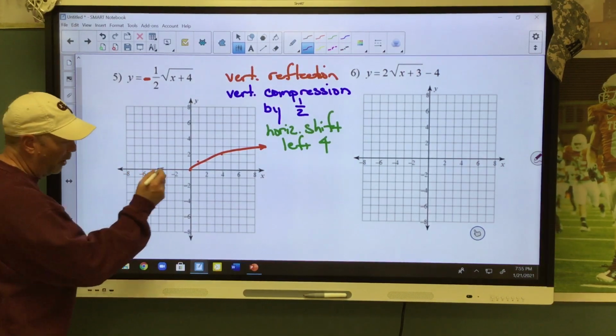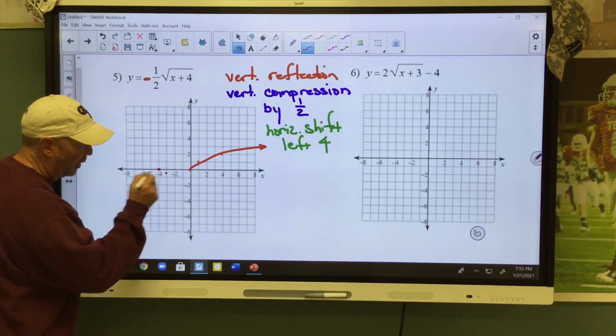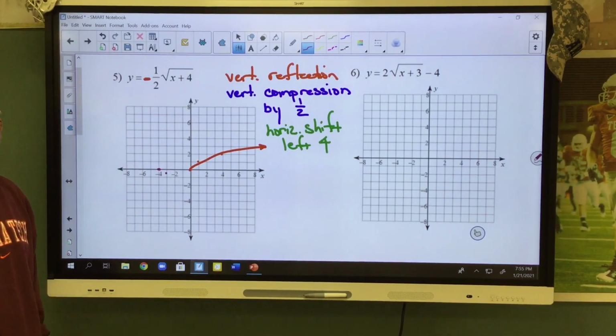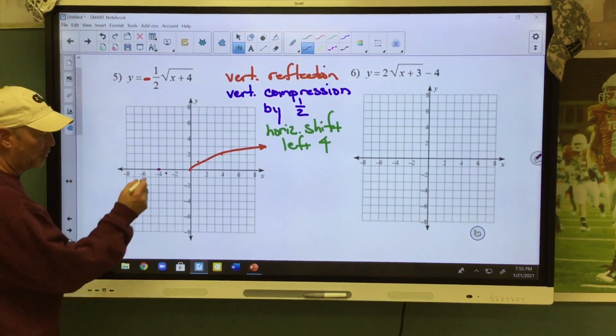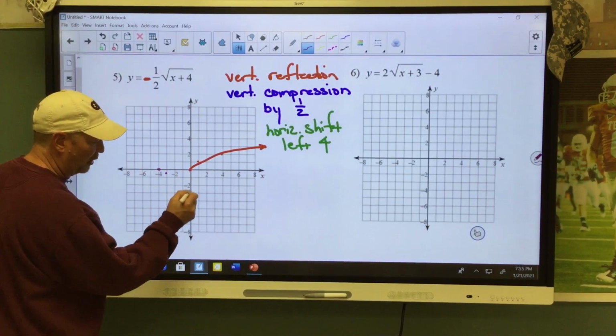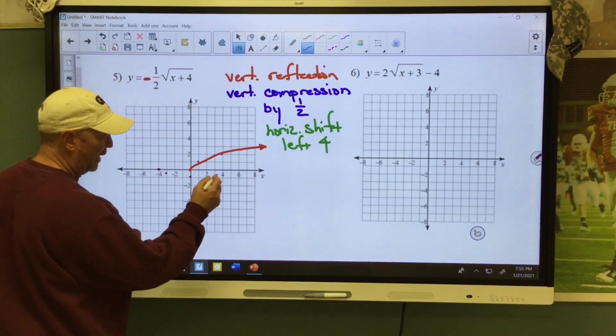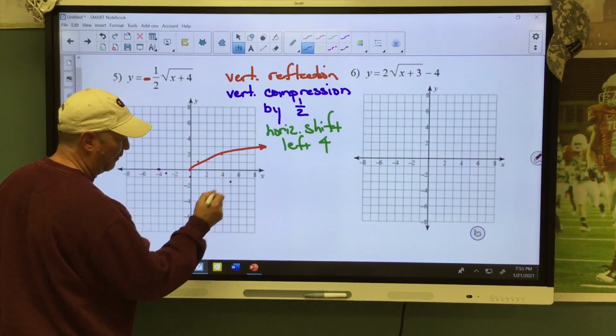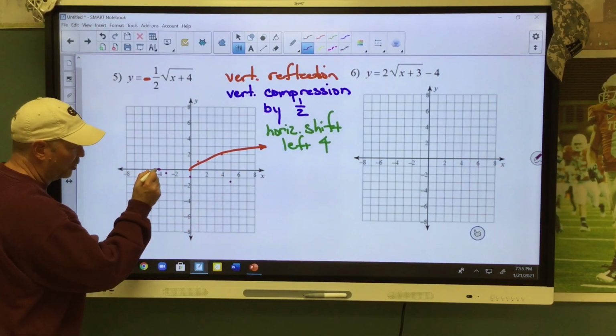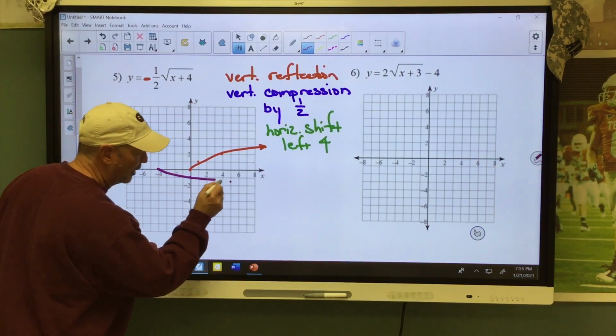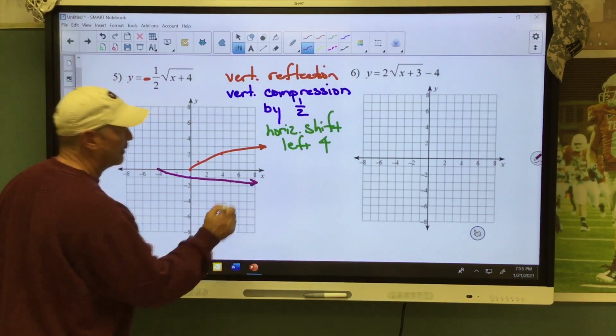And then we're going to go 1, but instead of going all the way, the square root of 1 is 1, we're going to say 1/2 of that. And then the square root of 4 is 2, instead of 2 we're going to say 1. And then instead of 3 we're going to go 1/2. So our graph should look something like this.